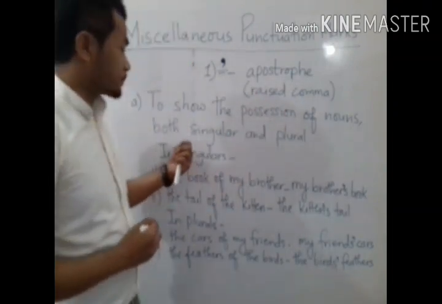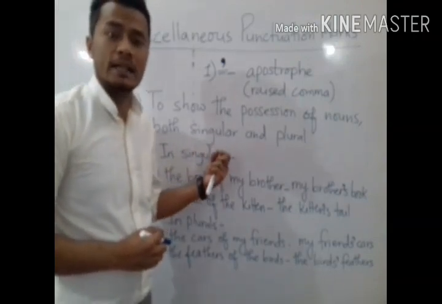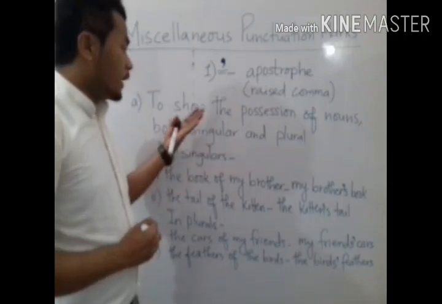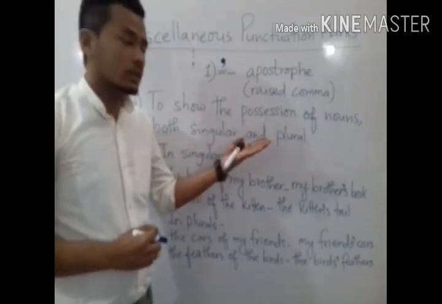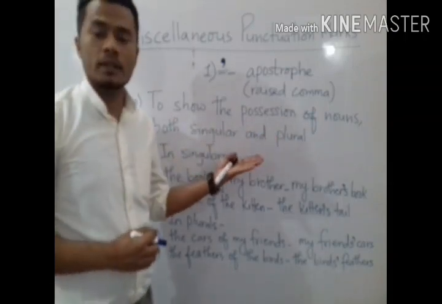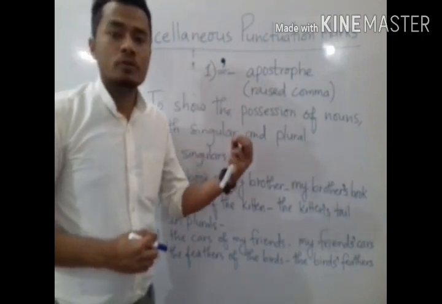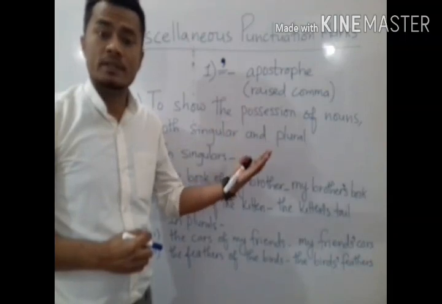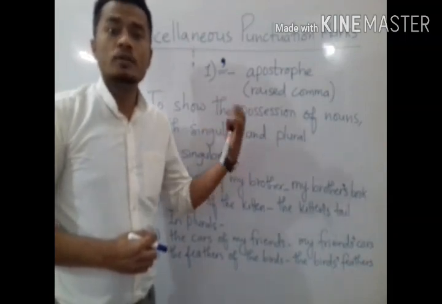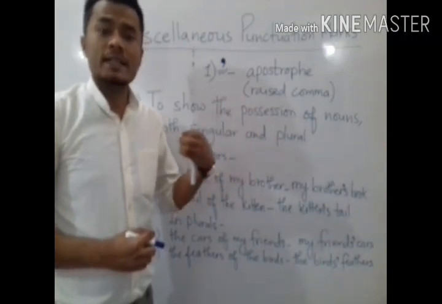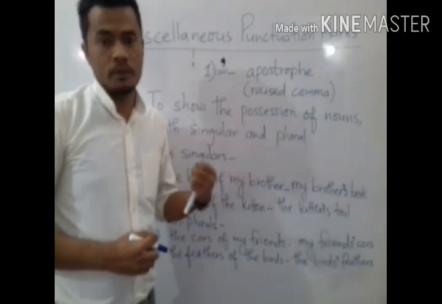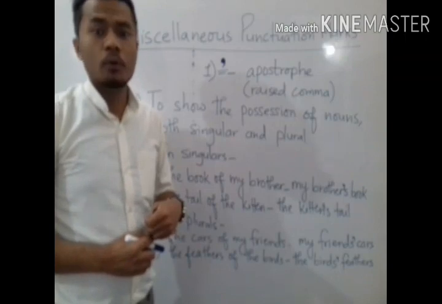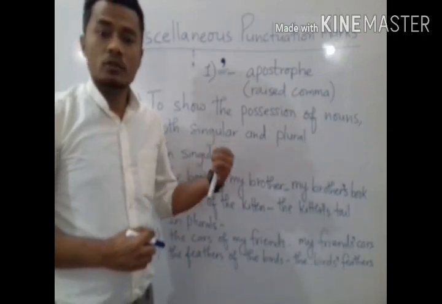Understood? Now see, the first discussion to understand the use of apostrophe is to show the position of nouns, both singular and plural. That means an apostrophe is used to show the position of nouns. Position of nouns means what the nouns possess. That means what things belong to whom. What things belong to the noun of which we are showing the position.